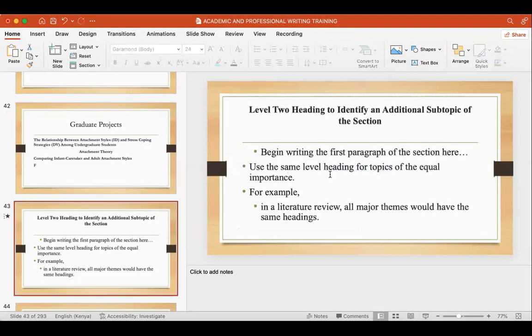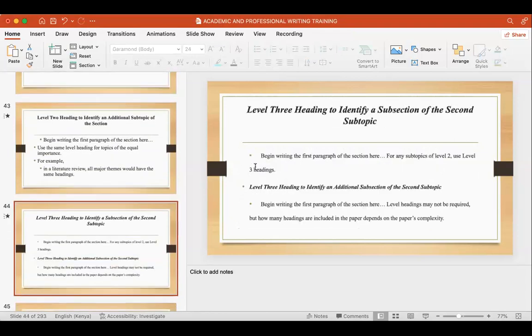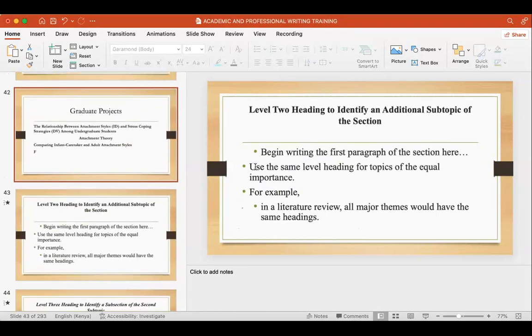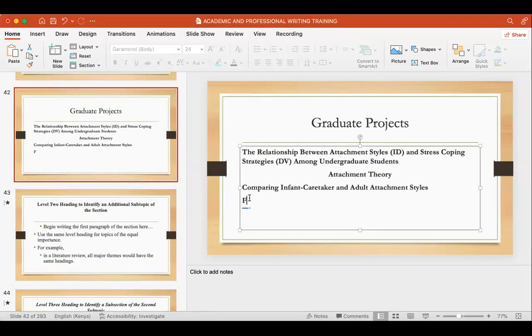Yeah. Use level 1 heading for topics of equal importance. For example, no, this is something different. And I think I'm moving into heading levels that, okay, let me just go on. Let me just finish. So that's what will be expected of you.